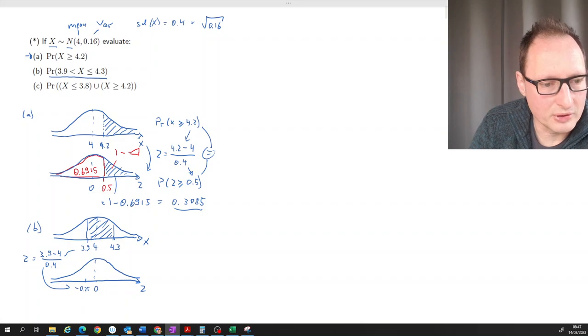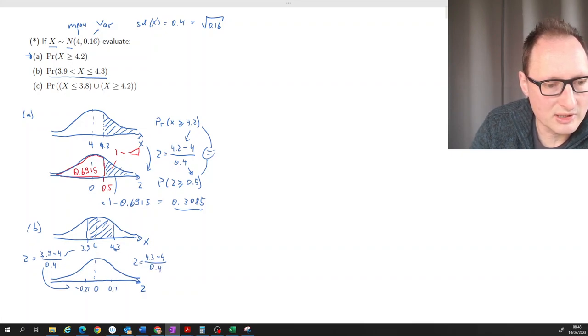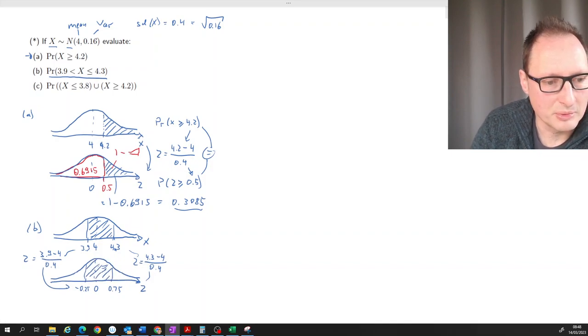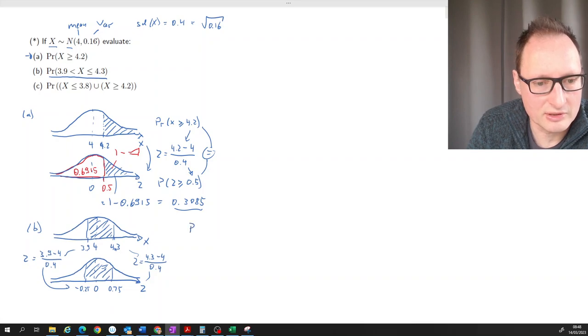Okay, I'll translate this here. And that 4.3 value, what does that translate to? So that z is equal to 4.3 minus 4 divided by 0.4. That is 0.75. Okay, so that's translated here. So what we now need in the z world, in the standard normal world, is this probability. So let's write that down. That's the probability.